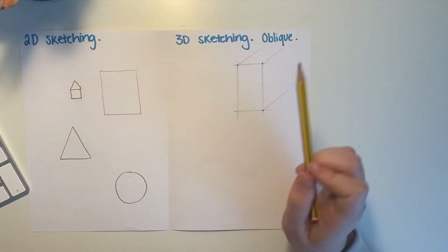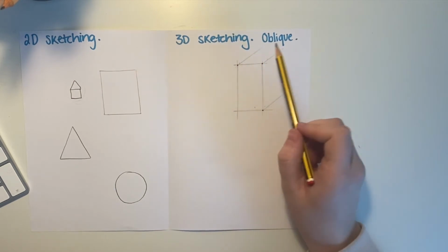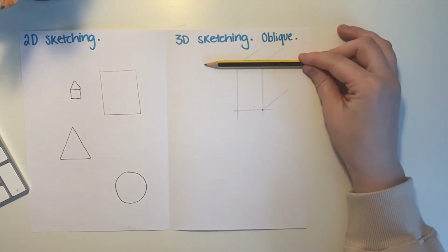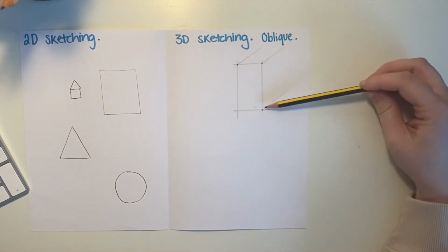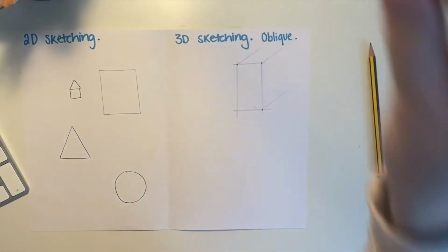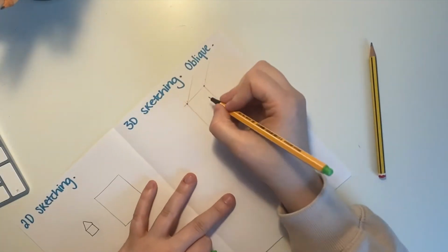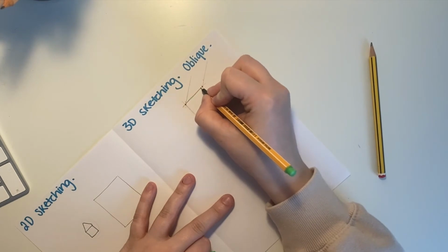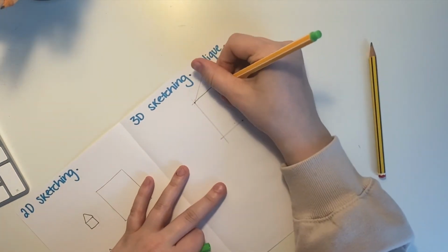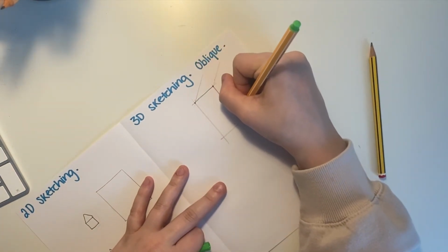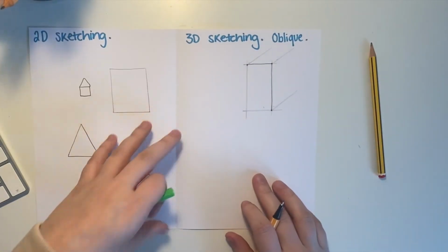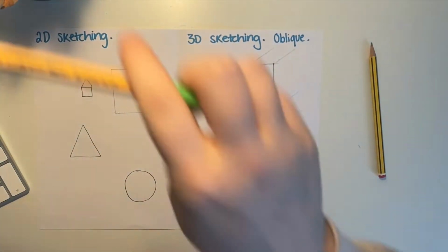So to decide this, we need to draw two lines. We need to draw this line here and we need to draw this line here. I'll do these in green for you so you can see them. So we're taking back this line and we're taking back this line. Okay, they're the ones we're paying attention to.